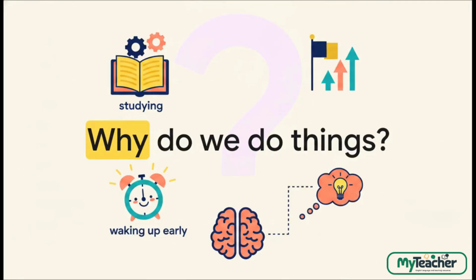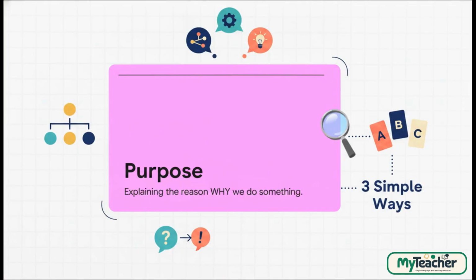You know, everything we do has a reason, right? So let's just start with a very simple everyday question. Why do we do things? Why do you study? Why do you wake up early? Well, answering this why is exactly what today's lesson is all about. In English, when we explain the reason why we do an action, we call this expressing our purpose. It's really just a grammar word for giving a reason. And the great news? There are 3 very simple ways to do this.